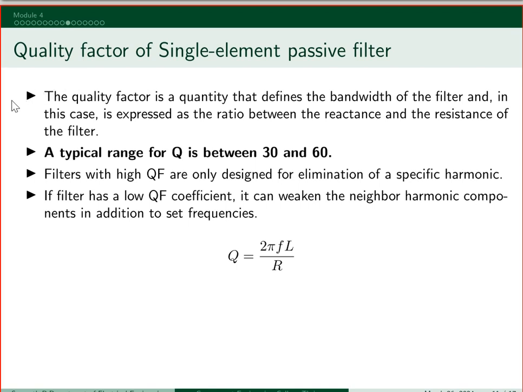Now, the quality factor of a single element passive filter defines the bandwidth of the filter, and it is expressed as a ratio between the reactance and the resistance of the filter, and the typical range is between 30 and 60. And filters with very high Q factors are designed to eliminate a specific harmonic, so that's the main purpose of this quality factor.